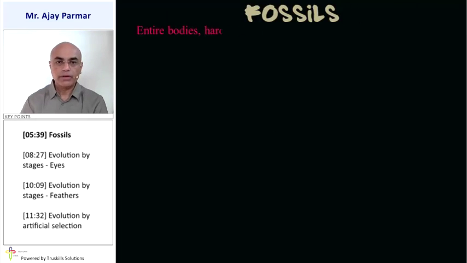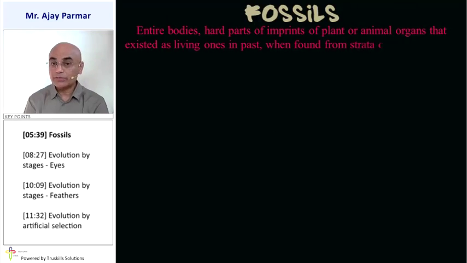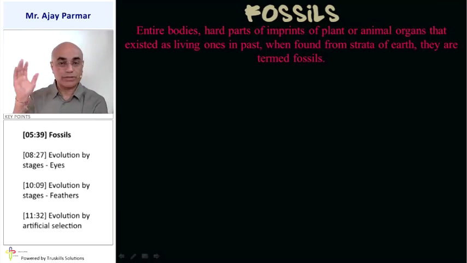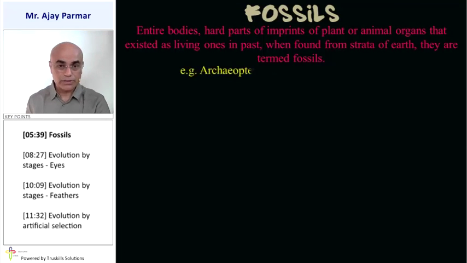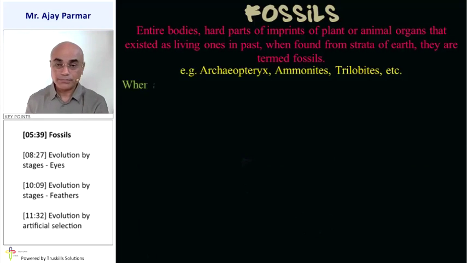Fossils. Entire body, that means the whole body, or hard parts or imprints of the plants or animal organs that existed in the past. That means those were the living organisms of the past. When they are found from the strata of the earth, then we call them fossils. For example, we have the fossils of Archaeopteryx, the first photograph, then the ammonites, and the last one, that is of the trilobites.